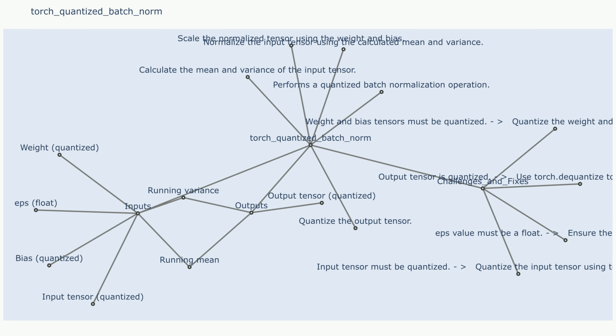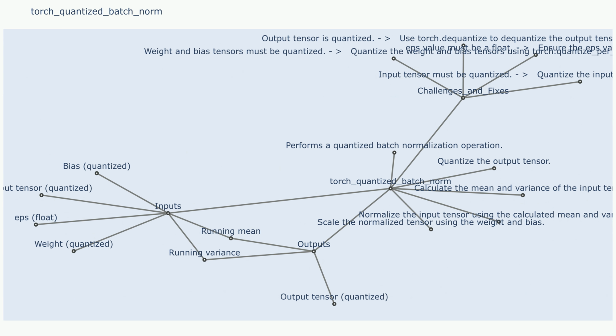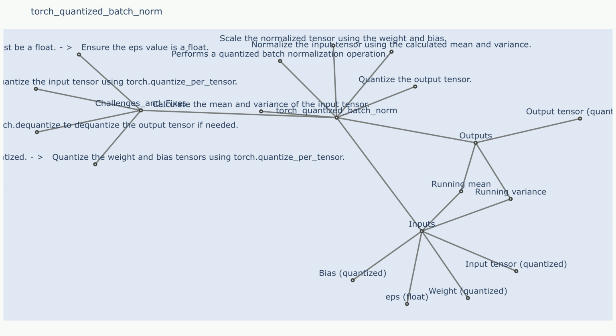Inputs. Input: a quantized tensor of the input data. Weight: a quantized tensor representing the learnable scaling factor for each channel. Bias: a quantized tensor representing the learnable bias for each channel. Mean: a quantized tensor representing the running mean of the input data. Inverse estimate: a quantized tensor representing the running inverse standard deviation of the input data. Eps: a scalar value that is added to the variance to avoid division by zero. This value is used for numerical stability.